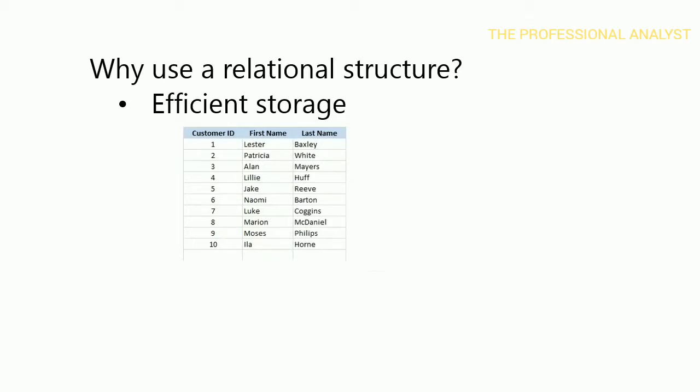Relational structures also improve accuracy. When you enter data more than once, you run the risk of making errors. As an example, look what happens if you misspell Naomi Barton's name. That phone number becomes harder to find, and if you have a lot of data, you may never find the mistake at all. But because you enter most of your data once in a relational structure, you reduce the chance of error, and if you make a mistake, you only have to fix it in one place.